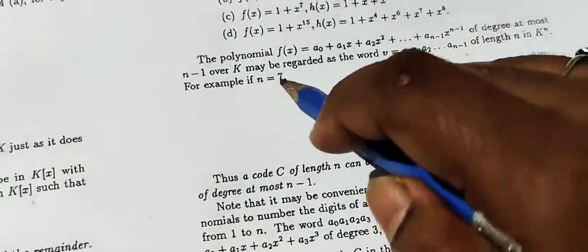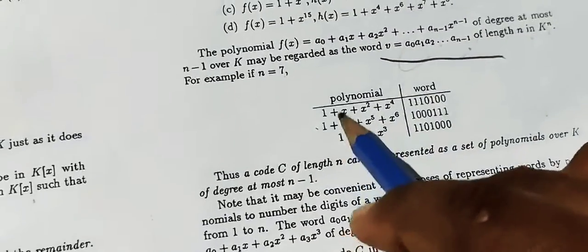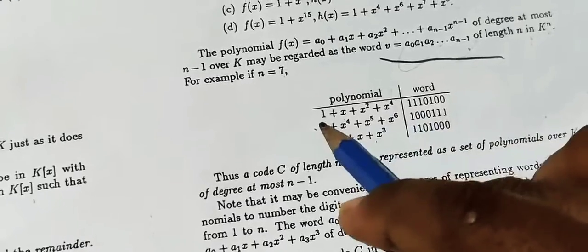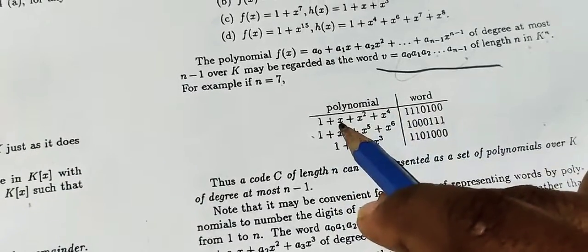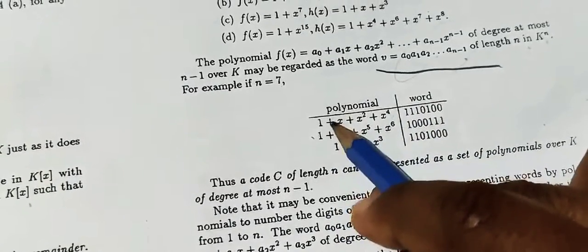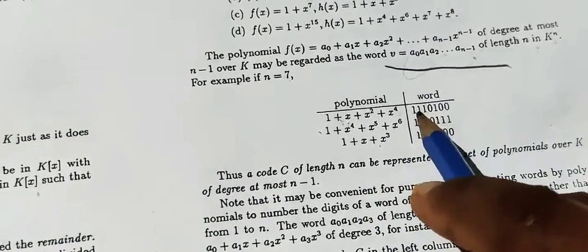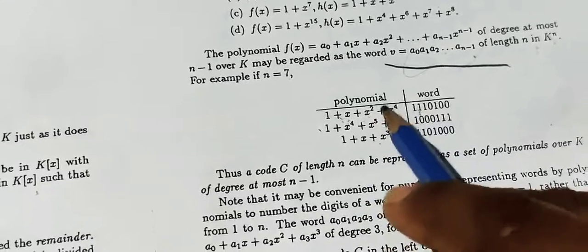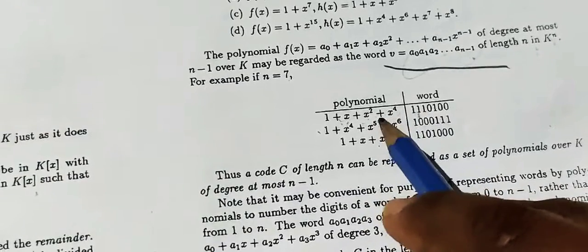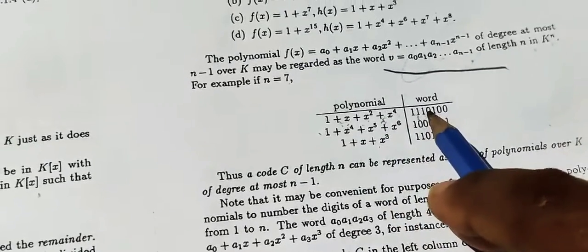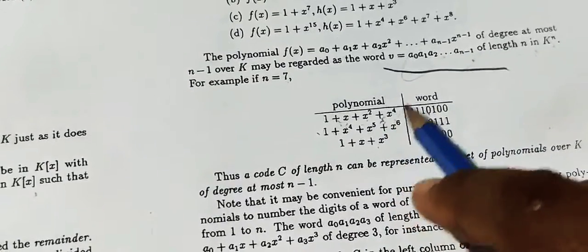Here n is equal to 7. So this is the polynomial 1 plus x square plus x raised to 4. The constant term is 1, the coefficient of x is 1, and x square is 1. Here x cube is not present, so the coefficient of x cube is 0. And x raised to 4 is 1.